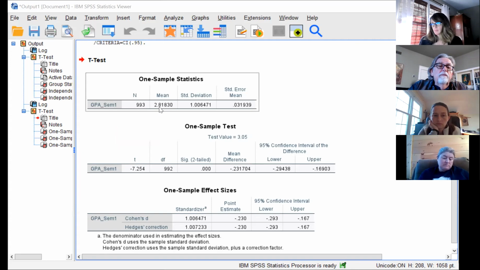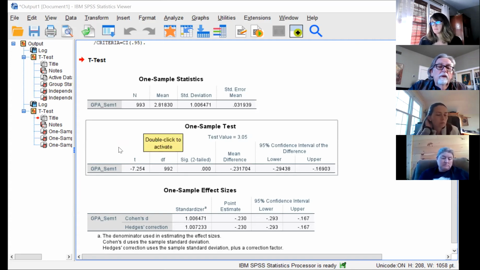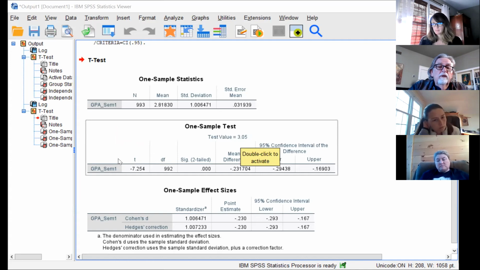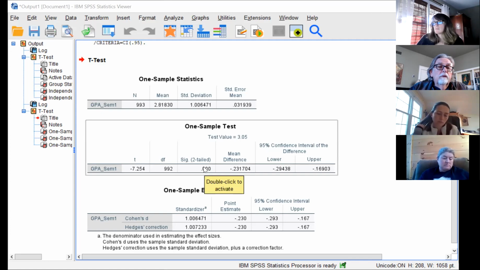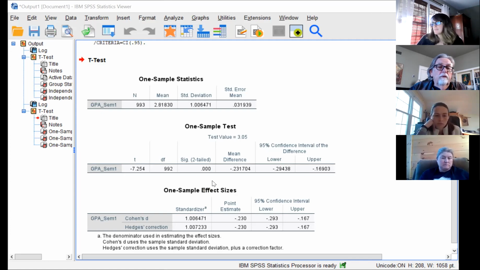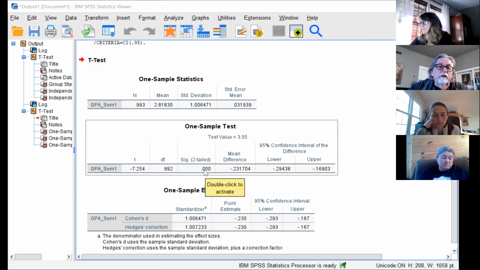The mean for the sample was 2.81 compared to the test value of 3.05. That is significant. And we don't need to worry about sampling or assumptions of variance because we only have one sample. So we don't need to know whether it's equal or different from another sample or not. And so the significance level is 0.000.